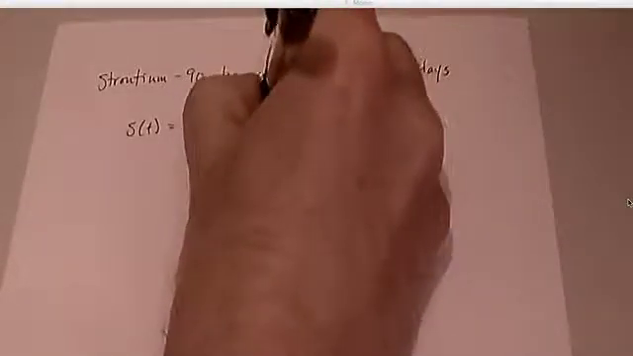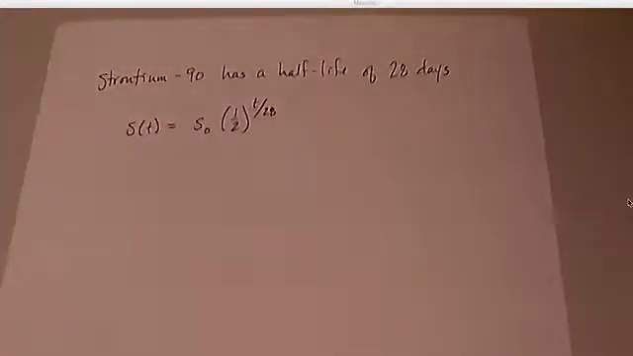Okay, this is number 8. Strontium-90 has a half-life of 28 days. Okay, you should automatically think S of t is equal to S naught times 1/2 to the t over h, which in this case is 28 days. Okay, that should be automatic.